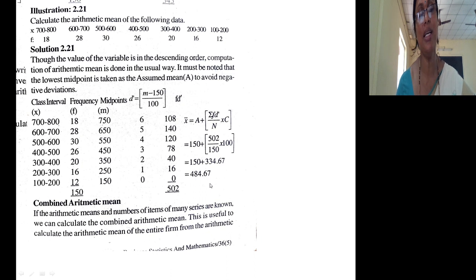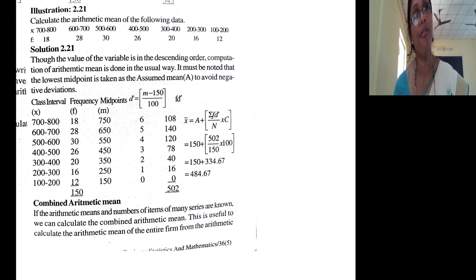Try to understand. We solved problems on calculation of arithmetic mean in case of individual series, and when the given series is discrete or continuous in nature. For continuous series, there are three methods: direct method, deviation method, and step deviation method. Direct and step deviation are applicable to all types of problems. But when class width is not uniform, you go for the deviation method.